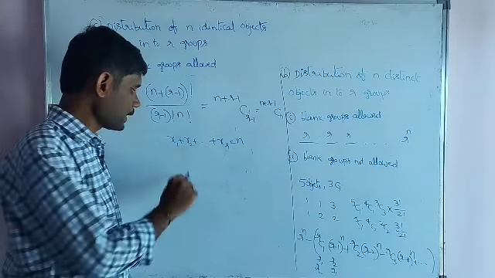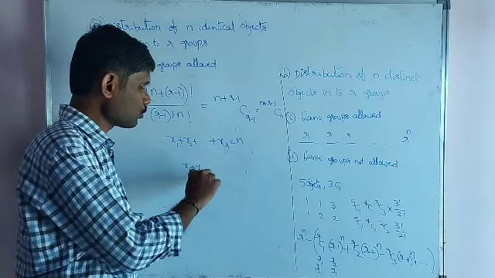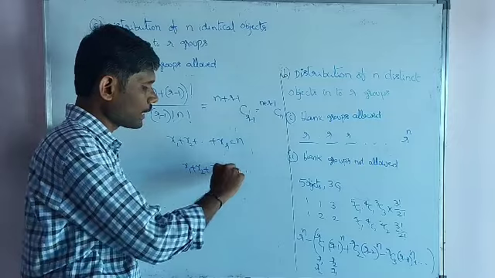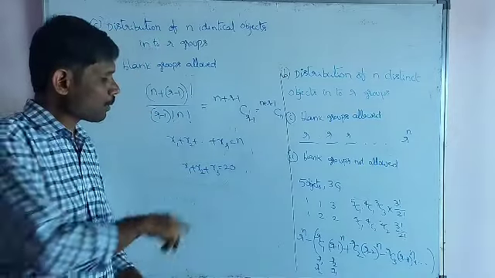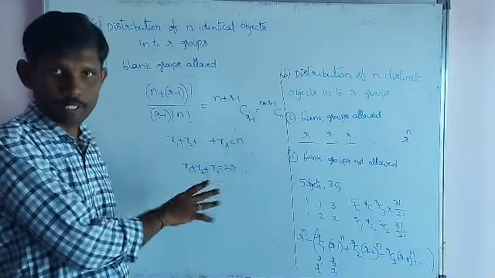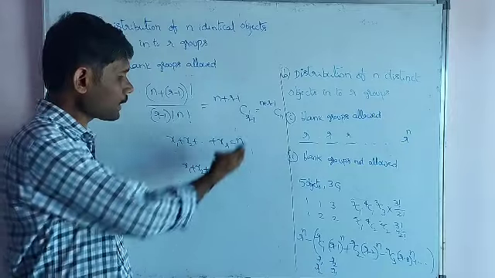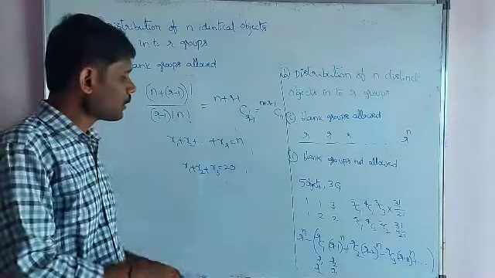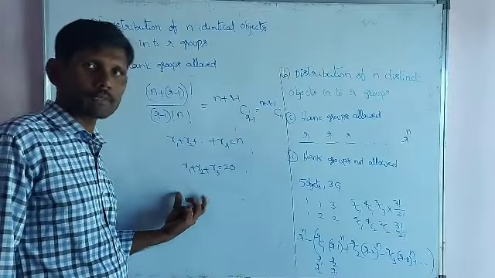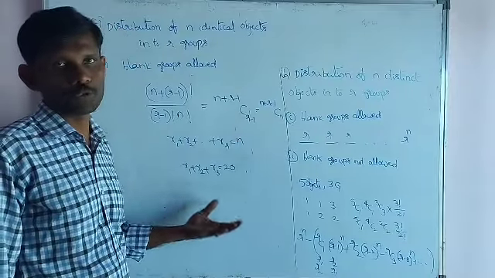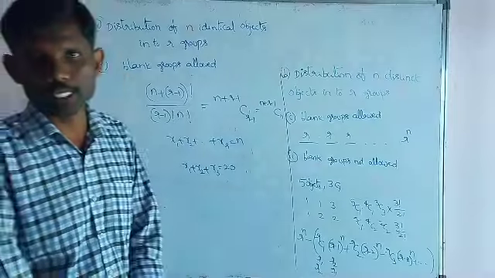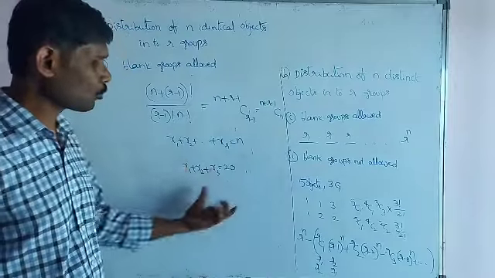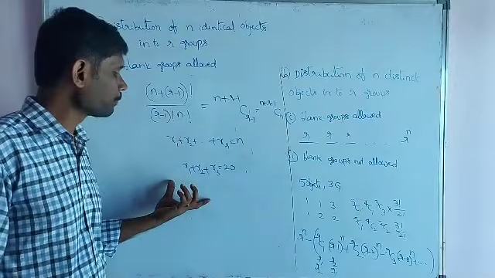For example, if it is x1 plus x2 plus x3 equal to 20, the maximum possible value for x3 is just 15, it can't take beyond 15. Here there is no restriction, each variable can take 0 to n, any value. But if there is some condition like that, then we have a different method. We use the binomial expansion for any rational index to find the solutions of this equation.